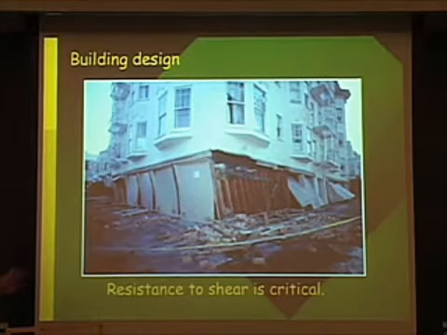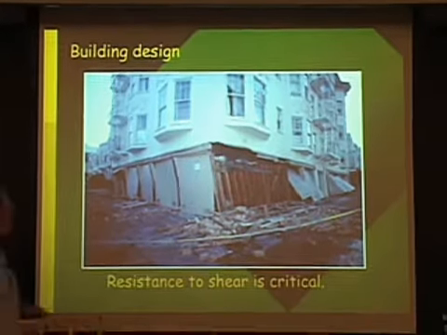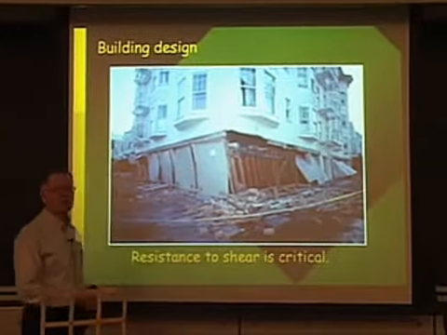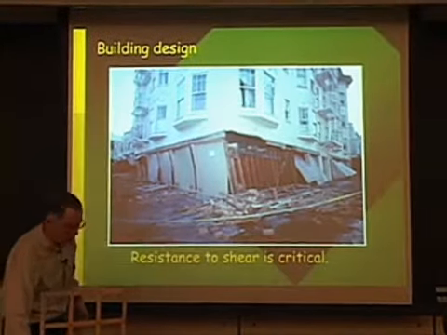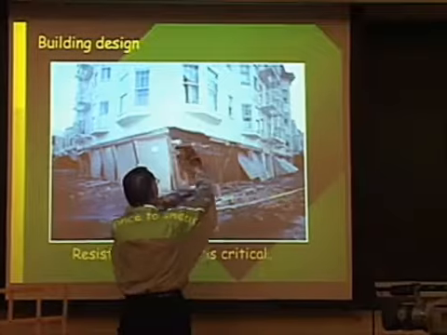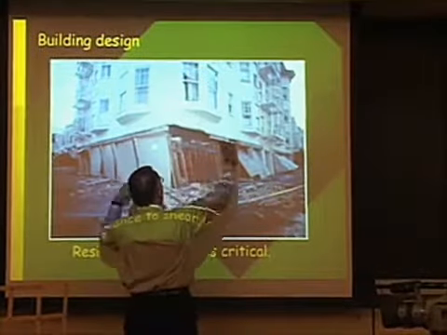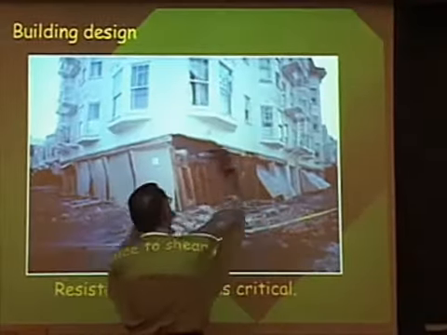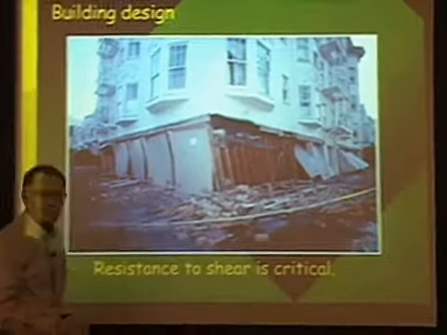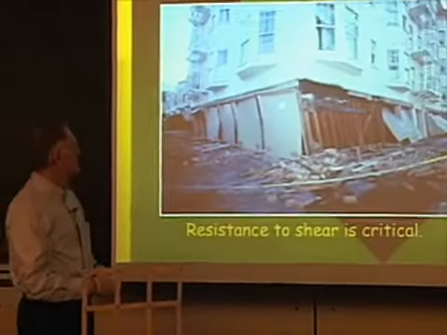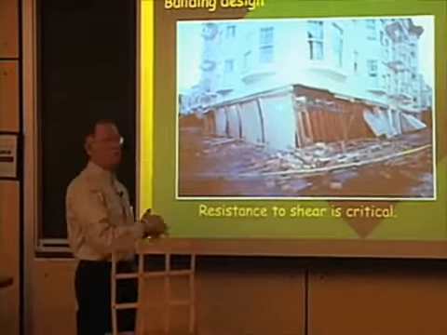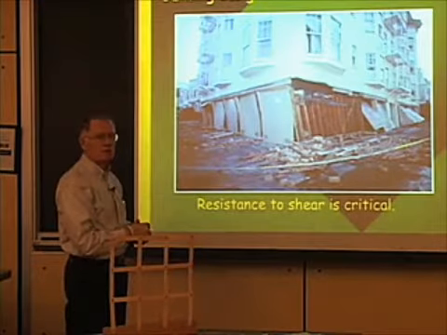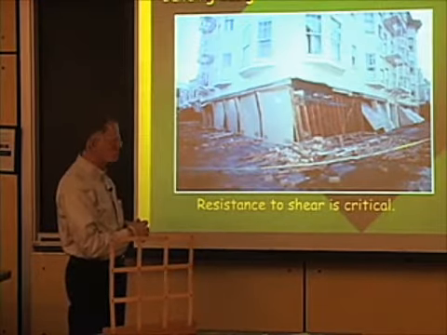So this is a building in the Marina District, and it had a bottom story which did not have very much resistance to shear. In other words, as the ground would move horizontally, it would shear the building, and this building did not have good resistance to shear, therefore the bottom part of the building was significantly damaged. And some buildings literally fell down completely because their bottom story had little or no shear resistance.